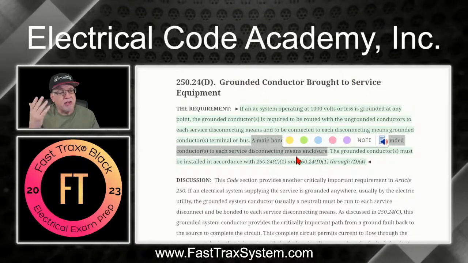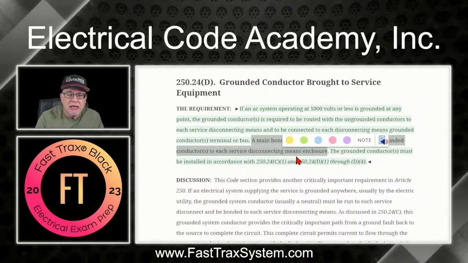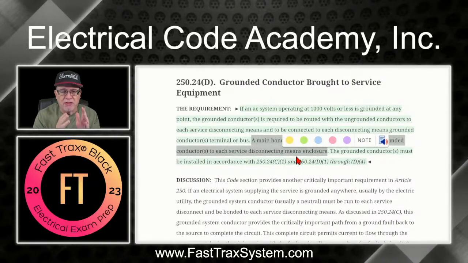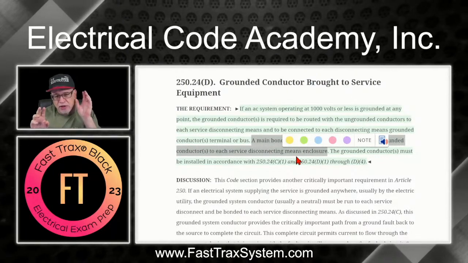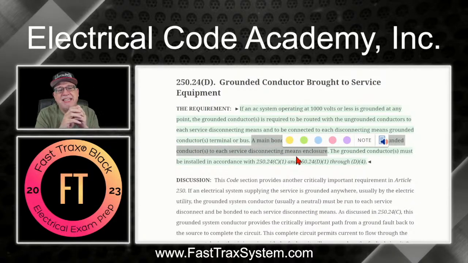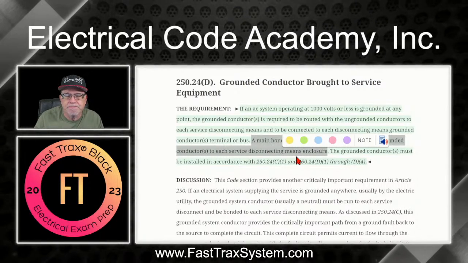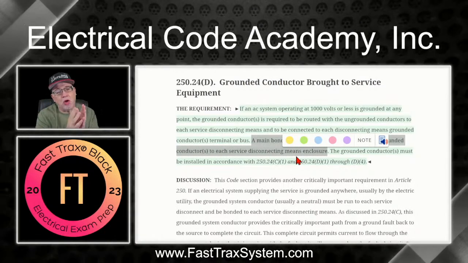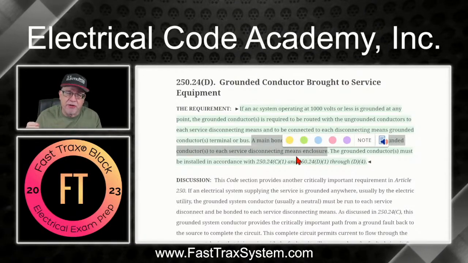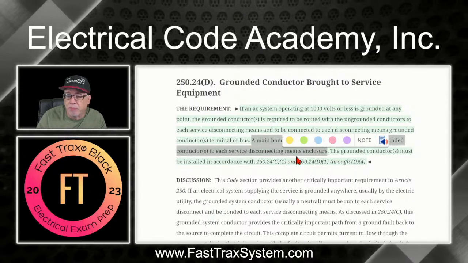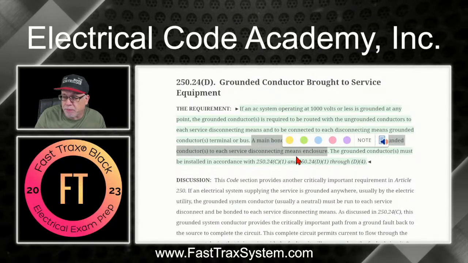Okay, so the main bonding jumper could be a green screw. But let's say it all wasn't done on one bus. Let's say you had an equipment grounding conductor bus and you had the grounded conductor bus. They're required to be connected together, but that conductor that connects the two together is a main bonding jumper as well. All right, so it could be all on one bus with a green screw, or it could be two separate buses, but if they have to be tied together, that would be a main bonding jumper as well. And of course, we size main bonding jumpers in accordance with 250.28.